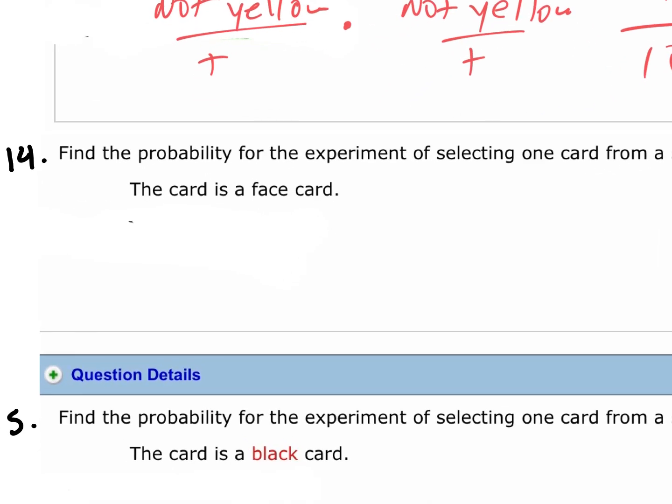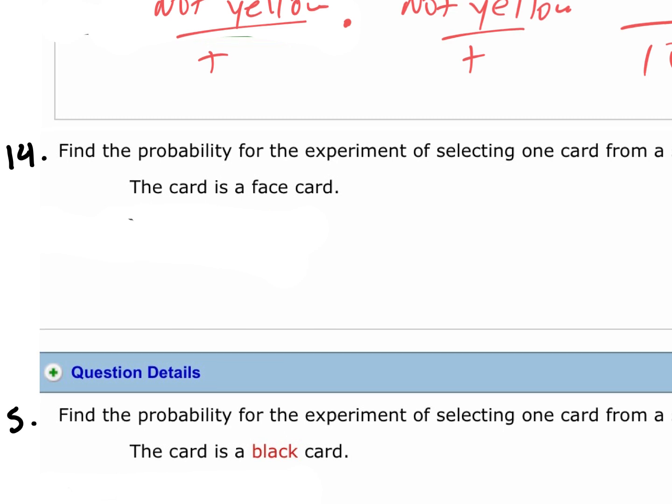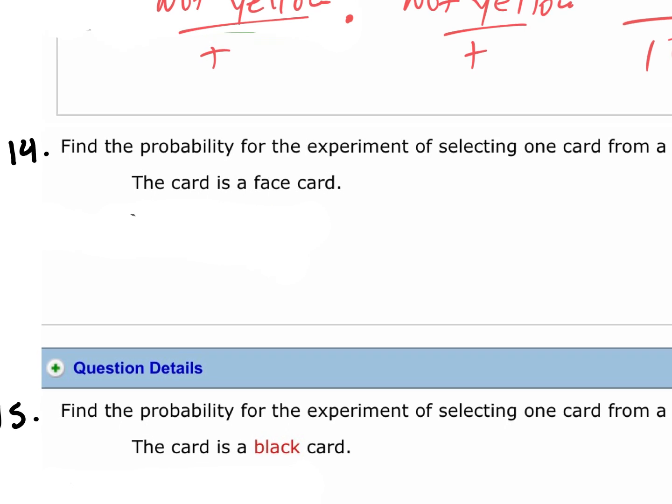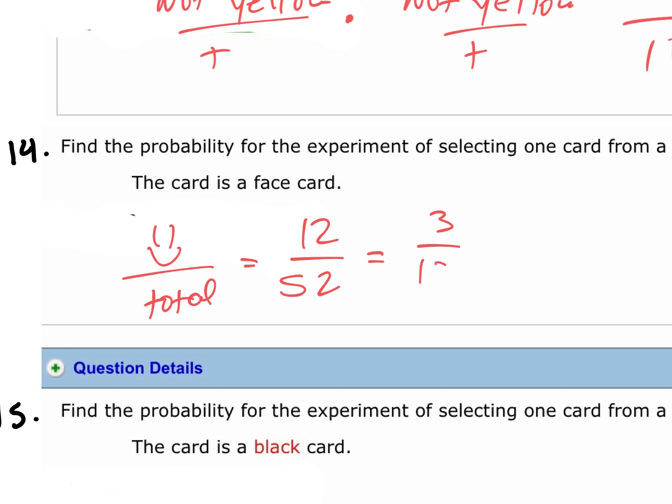So what is the probability that the card that you pull is a face card? So I want a face, a happy face. Face over total. How many face cards are there? 12 out of how many total? 52. Simplify that. 3 over 13.